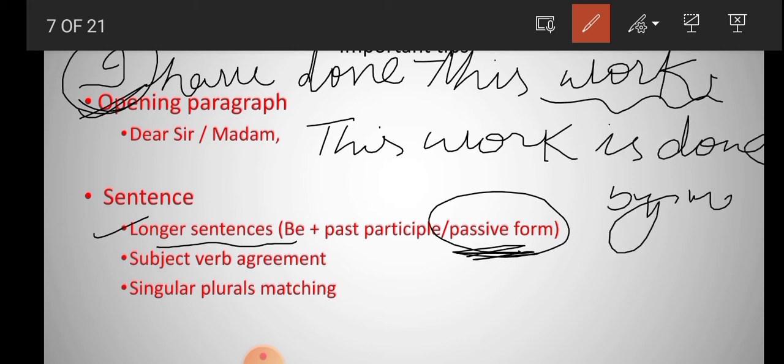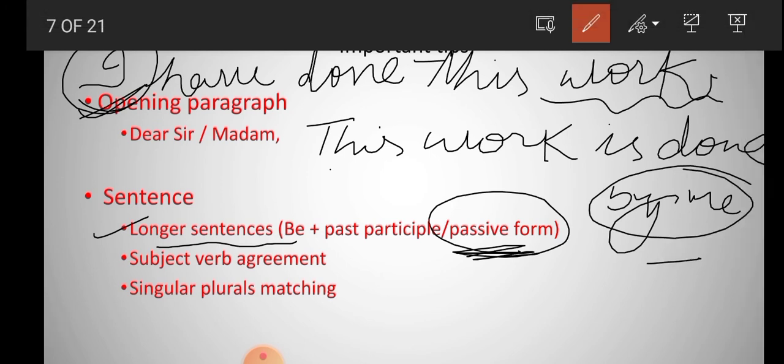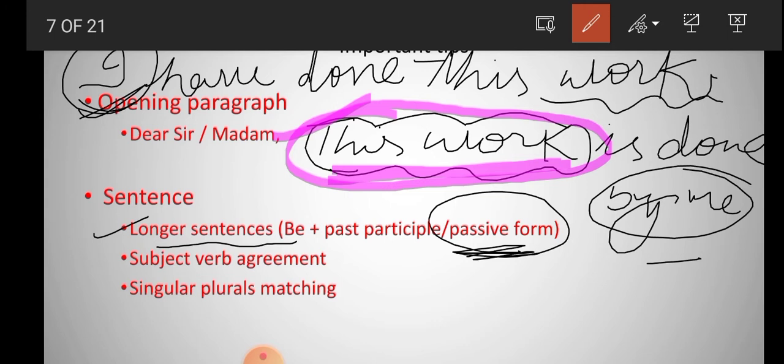Now it's my choice if I want to use "by me" or not, but the relevant thing is this work. Here I want to say that this work is done. Now the work has finished or the work is completed. The main thing is the work. That's why I'm using work at the beginning of the sentence. So this is the main difference.